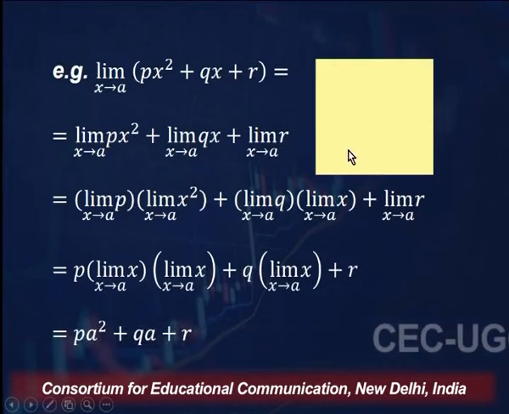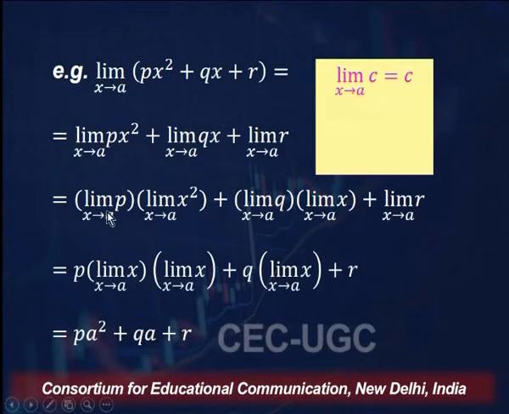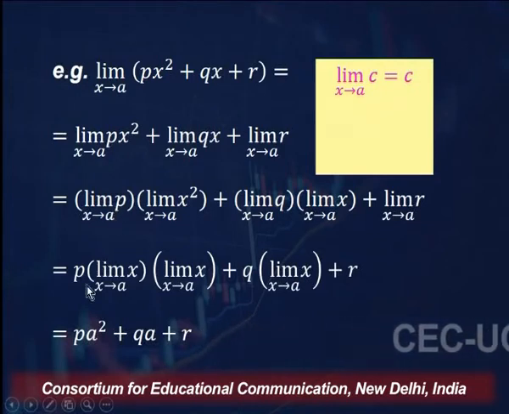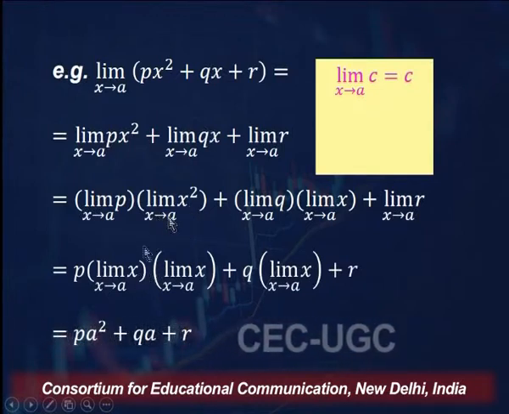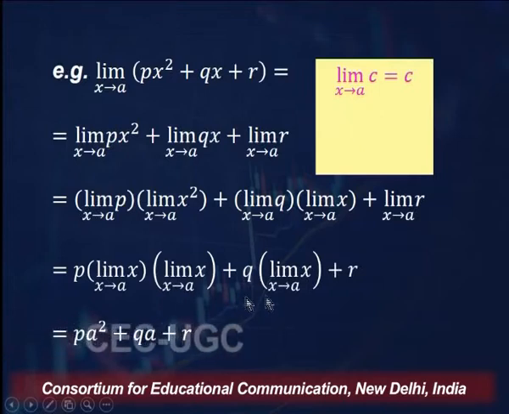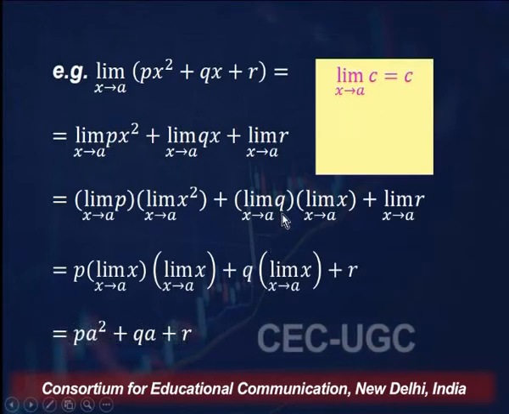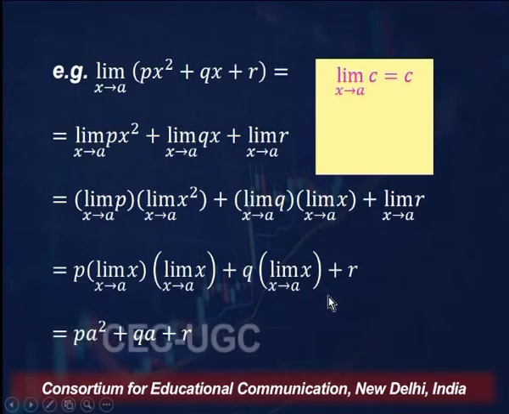Now, as I just told you, rule 1 that we talked about earlier says that the limit of a constant is the constant itself. So the limit of p as x tends to a is p itself. I have further broken up x squared into x times x. So when I take the limit, I get the limit of x as x tends to a times the limit of x as x tends to a. Plus, again, when I apply the limit to a constant, I get q times the limit of x as x tends to a, plus the constant r.